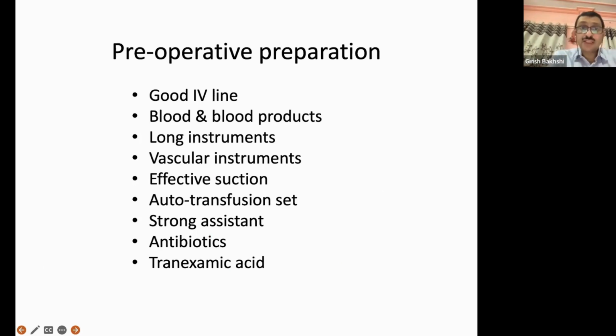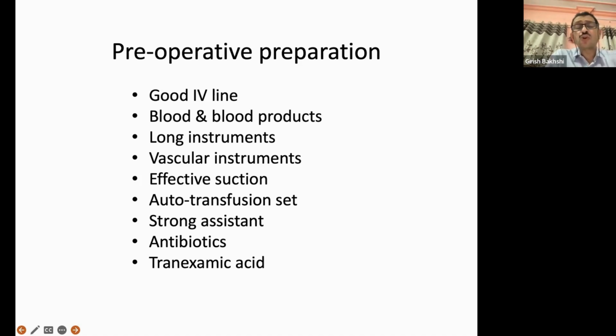ICU. Now, as I told you, a person who is well versed with damage control surgery should know that he will require a good IV line, blood products, vascular instruments, effective suction, so that the trauma team and the sisters are very well trained.